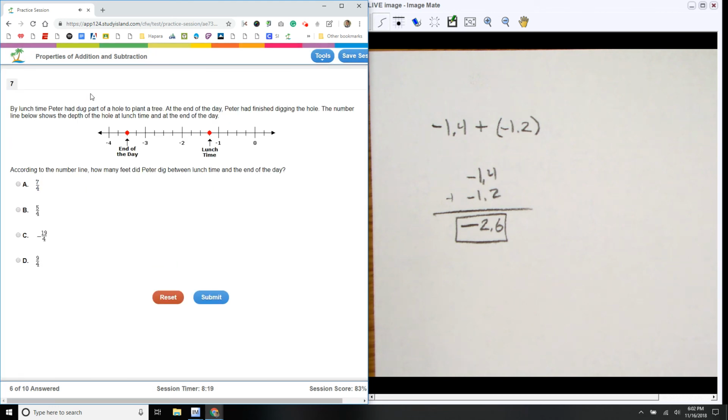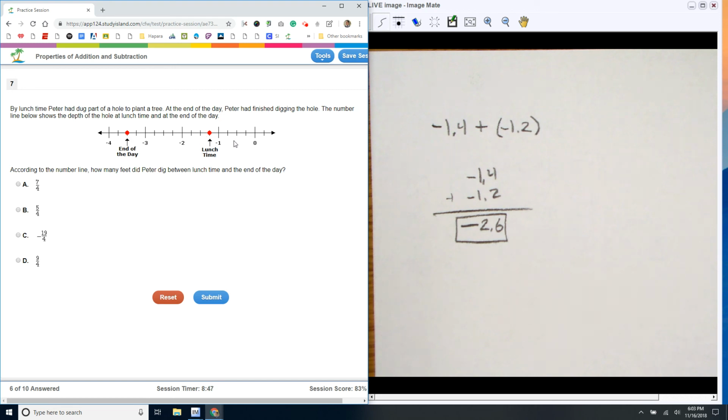Okay, let's do one more. By lunchtime, Peter had dug part of a hole to plant a tree. At the end of the day, Peter had finished digging the hole. The number line below shows the depth of the hole at lunchtime and at the end of the day. According to the number line, how many feet did Peter dig between lunchtime and the end of the day? So at lunchtime, the hole was right there. And at the end of the day, it was right there. Now, clearly it got deeper because he was digging.